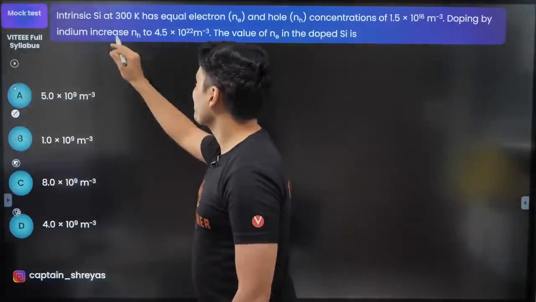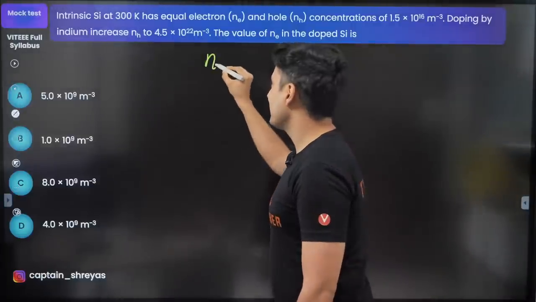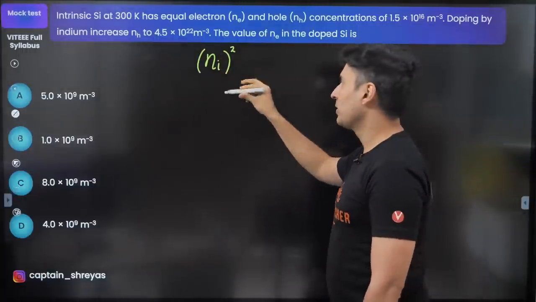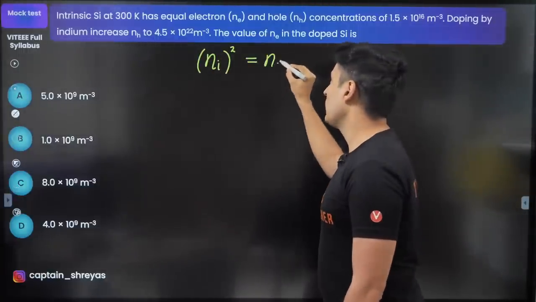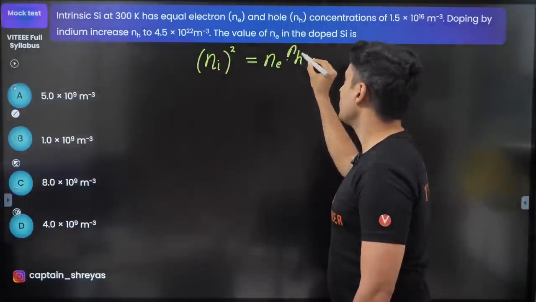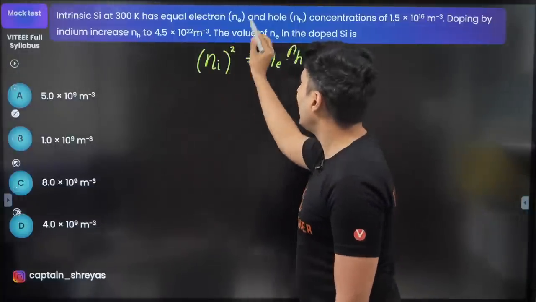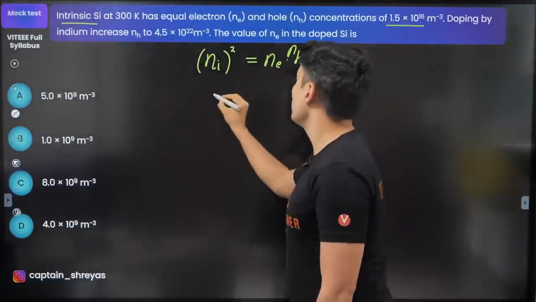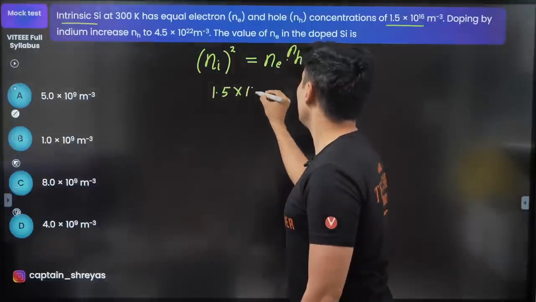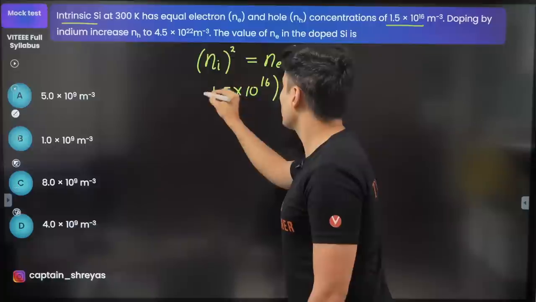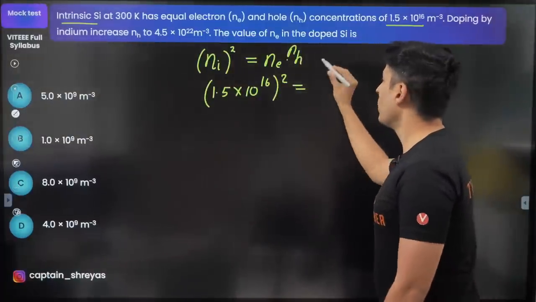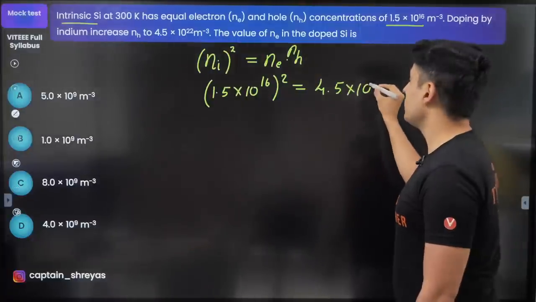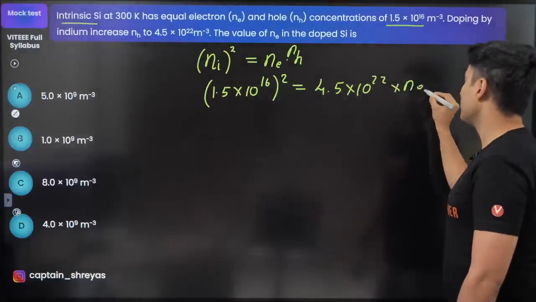Don't worry. Guys, there is a simple formula which says that for intrinsic semiconductors, the square of the intrinsic concentration Ni equals the electron concentration times the hole concentration. So that intrinsic value is given to be 1.5 into 10 to the power 16. You have to square this, which is equal to the hole concentration, which is given as 4.5 into 10 to the power 22, times the electron concentration. Electron concentration is asked.